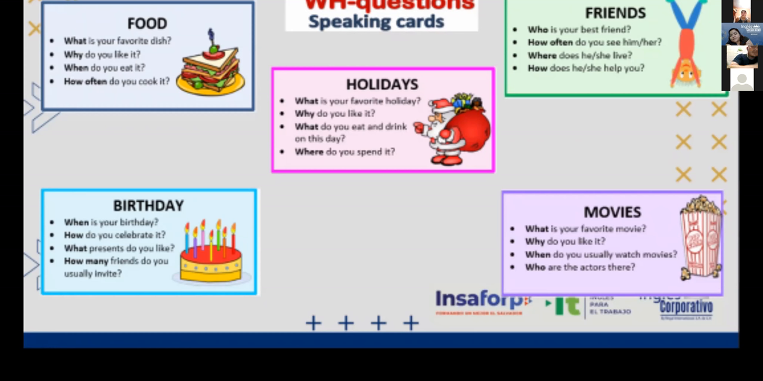Repeat. Se me traba la lengua. Okay, ponga atención. No se ponga nervioso porque no es examen. Okay. I like it because of the flavor. I like because the flavor. No, flavor. I like it. Because of? The flavor. I like it. Because of the flavor. Okay. Good.